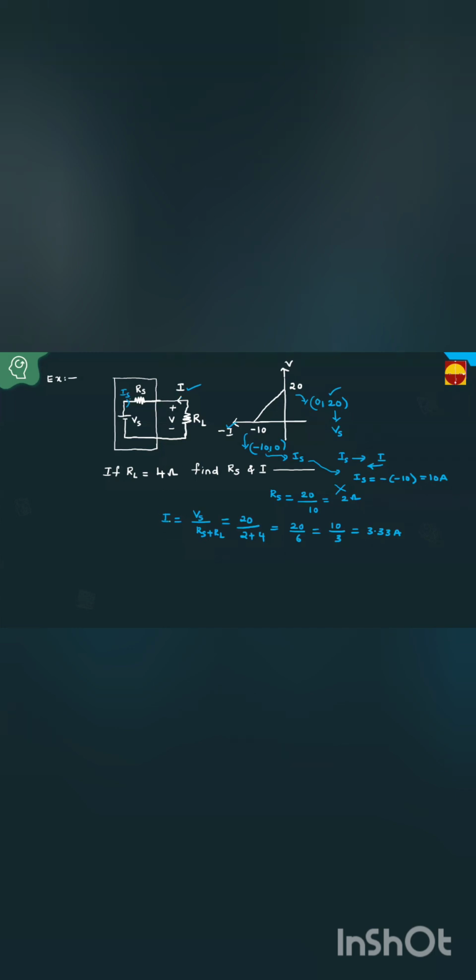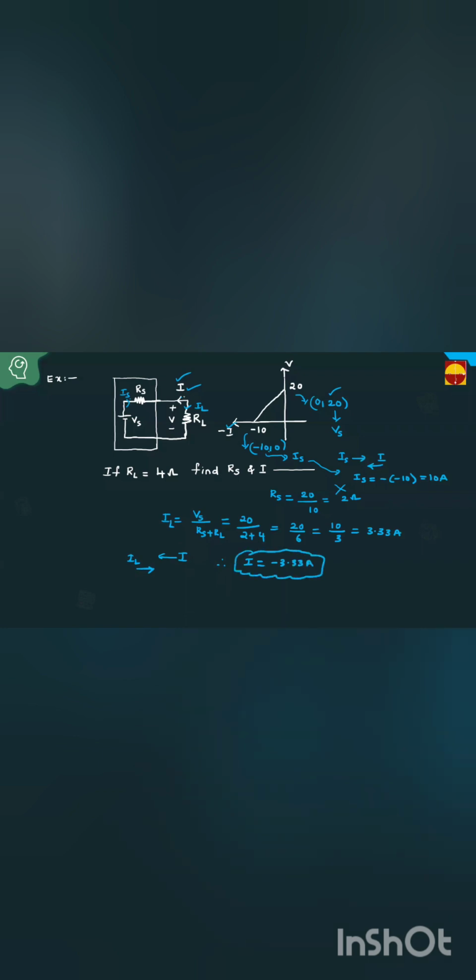Actually, let us assume that this is IL. This is the IL I am calculating. But you have to calculate this I. This IL and I are opposite. This I is in this direction, and I calculated IL in this direction. Then what is I equal to? Minus 3.33. That is the right answer.